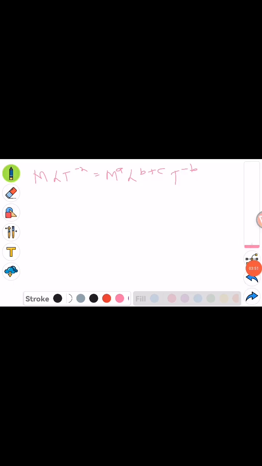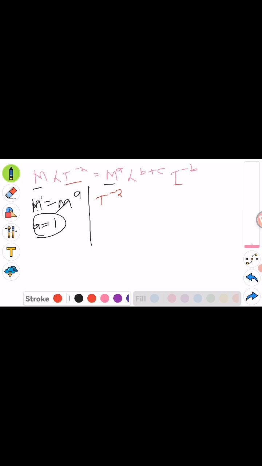M on this side should equal M on this side, so that's M to the power a. The power of M on this side is 1, so if you cancel out the bases, a is equal to 1. So we found the value of a. How about b? We skip the L and go to T. The T on this side should equal the T on this side, T to the power negative b. So negative 2 is equal to negative b, so b is equal to 2.